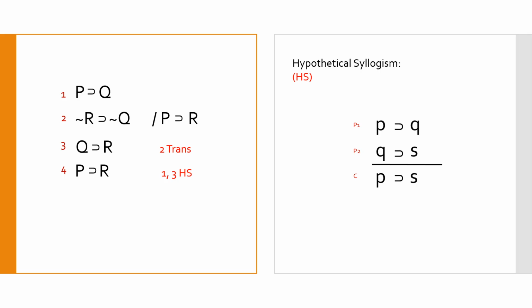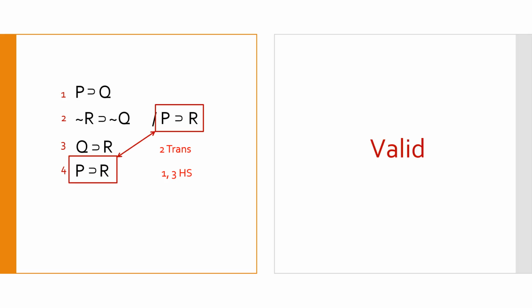If the first premise says if P, then Q, and the second premise says if Q, then R, then put those together, we get the conclusion if P then R as a hypothetical syllogism. And that shows us this is a nice valid argument. It's also worth noting that we can take this same example and transpose the first premise instead of the second and also produce the same basic result.